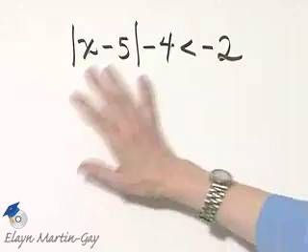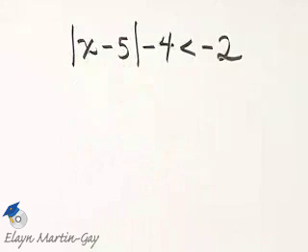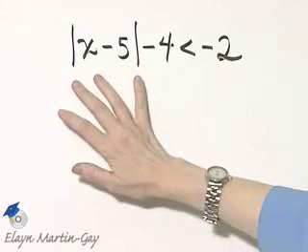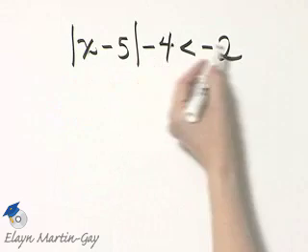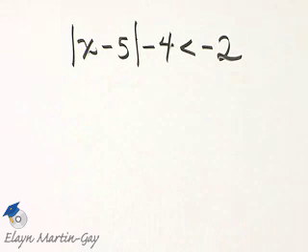This is an absolute value inequality. Now notice, this absolute value is not isolated. So before we do anything else, let's isolate the absolute value. Let's add 4 to both sides of this inequality.